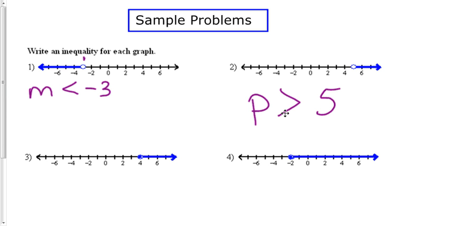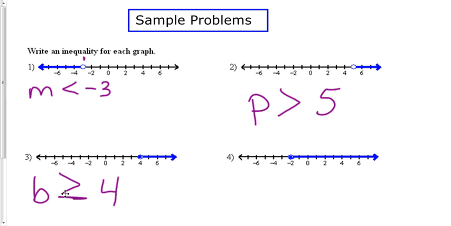And then I want to take a look at number 3. And I'm just choosing a variable. The variable I choose is b. And my boundary here is 4. I see a filled in circle, so I know I'm going to have the or equal to piece. And again, what's the relationship between all these numbers and 4? All those numbers are greater than 4, so b is greater than or equal to 4.